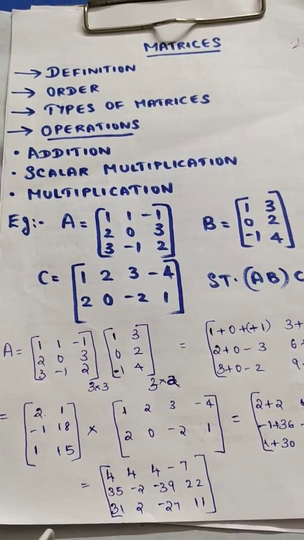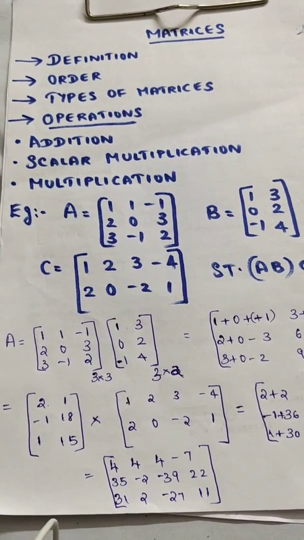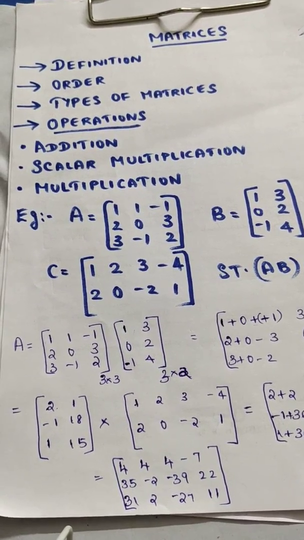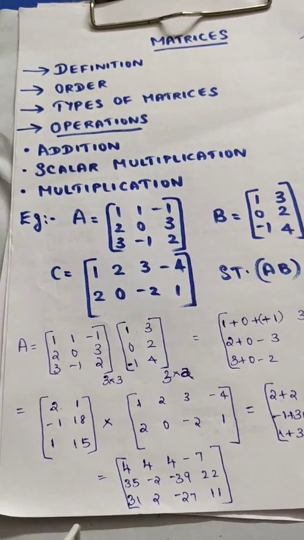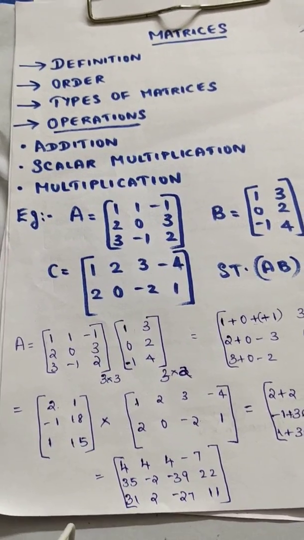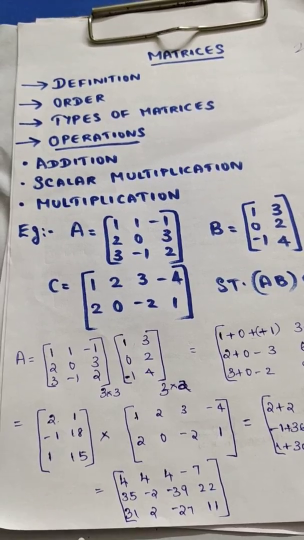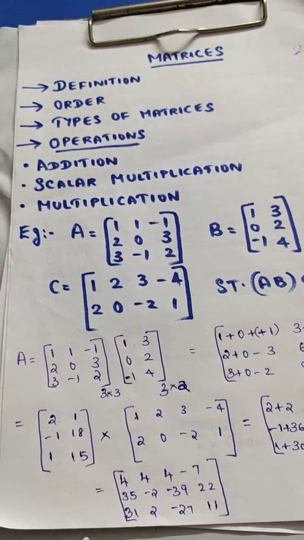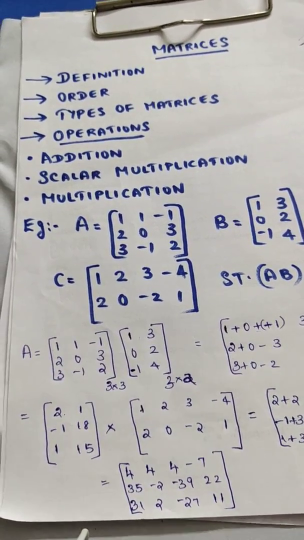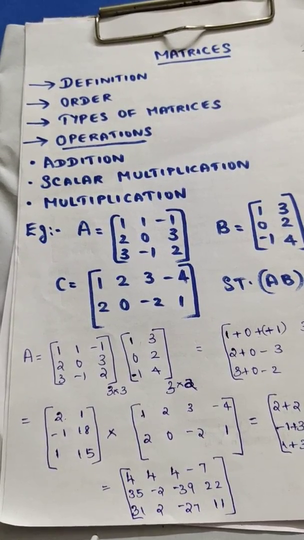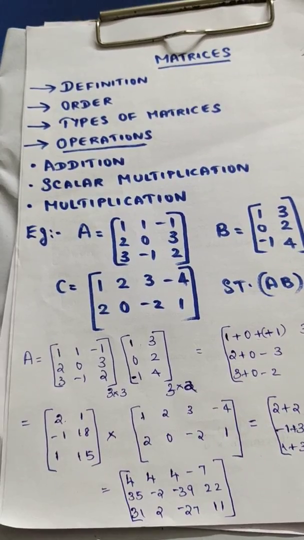As I told you, it's a rectangular array of numbers or functions. Basically, arranging the data, it can be numbers or functions, in rows and columns. Then order of a matrix: as I told you, if there are m rows and n columns, the matrix is said to be of order m by n. Then we did types of matrices. So we had gone through the definition of different types of matrices with examples.